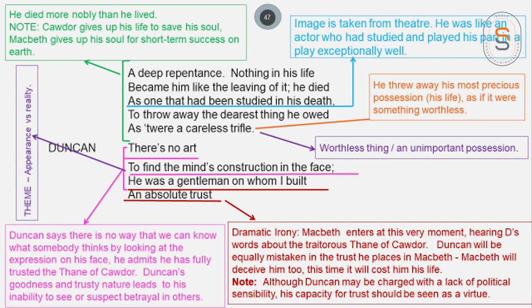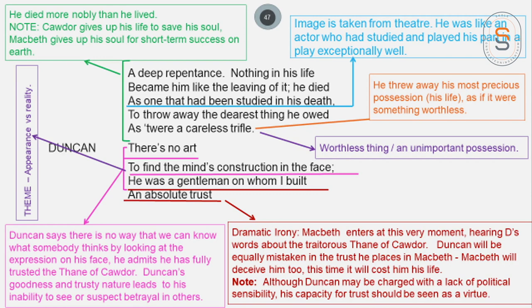So he says there's no way that we can know what somebody thinks by looking at the expression on his face. So he admits he has fully trusted the Thane of Cawdor. We can see that Duncan's goodness and trusting nature leads to his inability to see or suspect betrayal in others. And then he continues where he says, "He was a gentleman on whom I built an absolute trust." And at that moment, Macbeth enters.